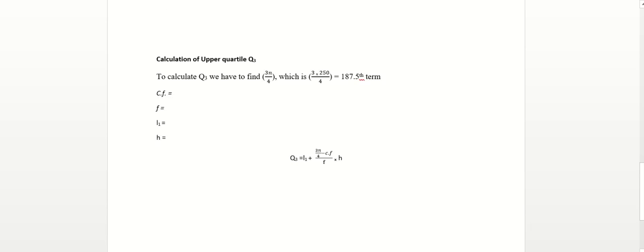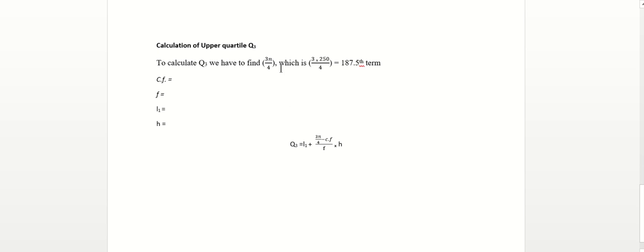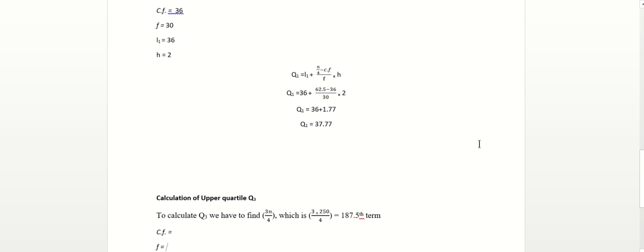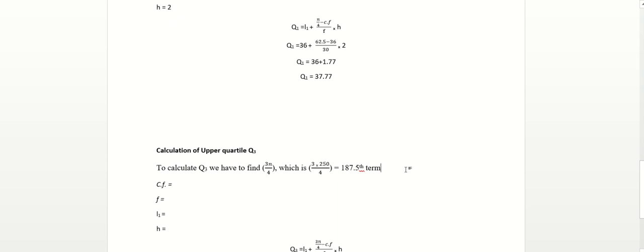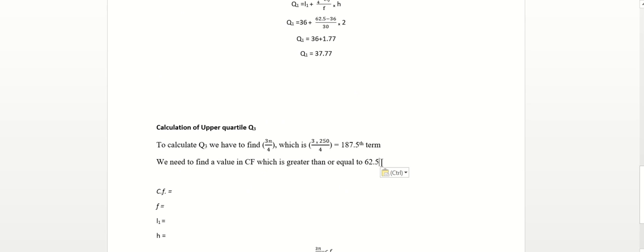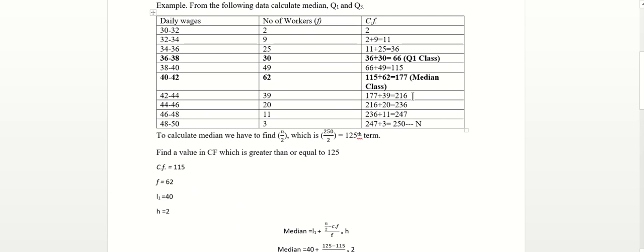Now we will calculate the third part of the question, that is Q3. For Q3, the formula which we will apply is 3n by 4 because we are calculating the third quartile. So 3 into 250 by 4 is 187. Again we need to find a value which is greater than or equal to 187, sorry, not 137. So which value is greater than 187? This one, 216, right? So this is our Q3 class.